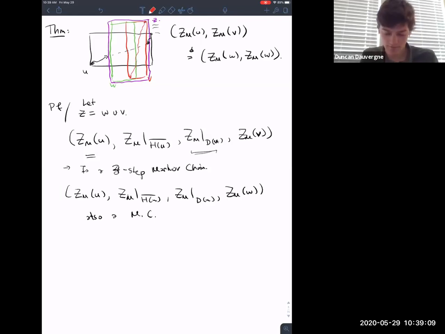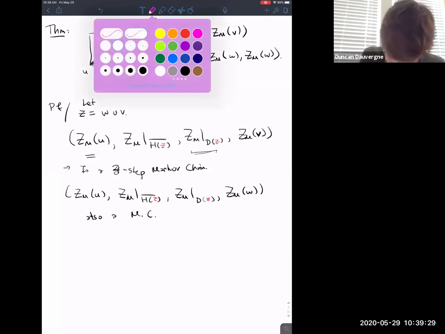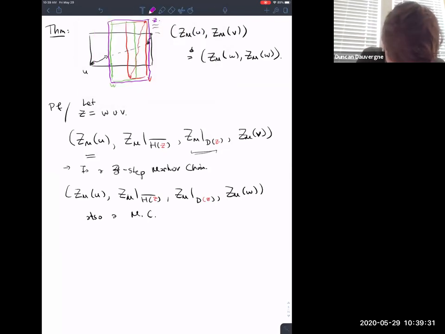Zm of h bar of u, this is everything going from the left to the right. I think one reason you might be confused is because I'm getting my notation confused. So this should be a Z, should be a Z, should be a Z, this should be a Z. Okay, so Zm of h bar of Z, this is everything going from the left to the right across Z.